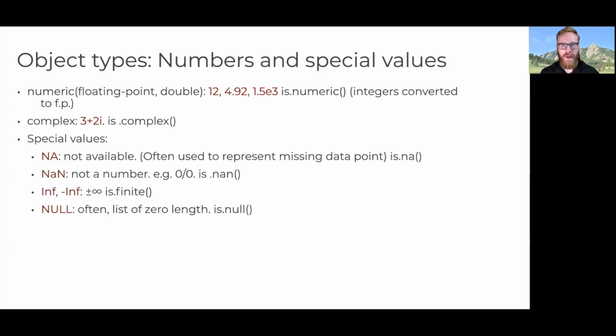And there are a few special values to be aware of. NA stands for not available. You'll see that often when there's missing data. NaN is what happens when you divide a number by 0. And there are numbers that represent positive and negative infinity. NULL is something that you'll encounter when you see a list of length 0. And you can check if something is null by using is.null.